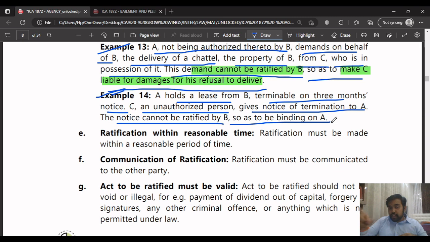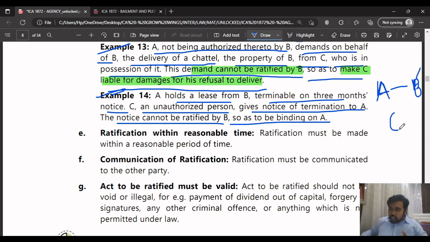Notice cannot be ratified by B so as to be binding on A. This is a bit confusing. What they're trying to tell is, A is there. He holds leasehold property from B, which is B's property, which A is holding on lease.